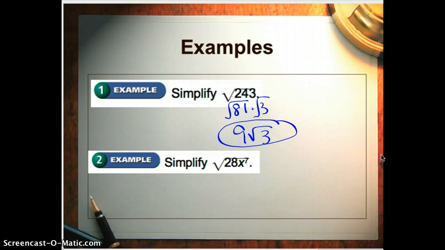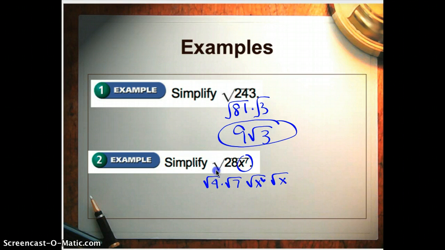Simplify the square root of 28x to the 7th. So this time I might have a lot of breaking up to do. I'm going to look for perfect squares that go into 28. I notice 4 does. So I'm going to call this the square root of 4 times the square root of 7. I'm also going to be looking for perfect squares that go into x to the 7th. And the highest one is x to the 6th. So I'm going to call that square root of x to the 6th times square root of x. Then I'm going to start simplifying everything I can.